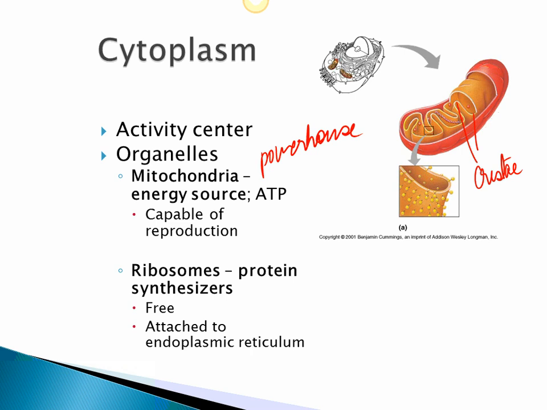Ribosomes are small cell organelles which are capable of synthesizing proteins. You'll find them in cells which manufacture a lot of protein, any cell which manufactures enzymes or hormones. This is where you'll find a lot of ribosomes. Now, they may lie free as small organelles, or they may be attached to another cell organelle known as endoplasmic reticulum, which is the next one we'll see.